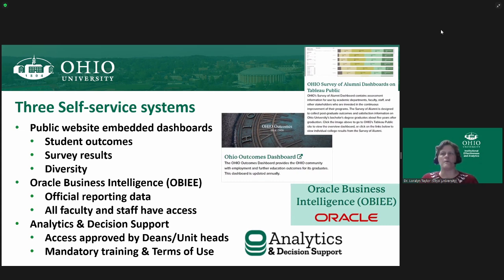And then finally, we have our analytics and decision support platform, which is a Tableau server with analytic transactional data. This system has limited license available. It has required mandatory training and the signing of a terms of use document to gain access to it.